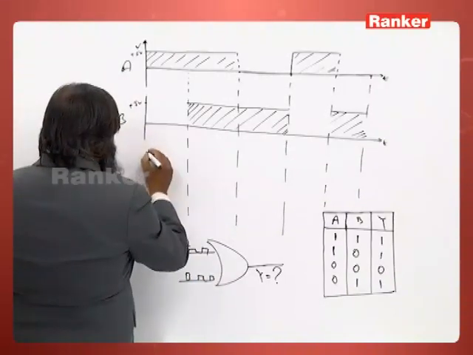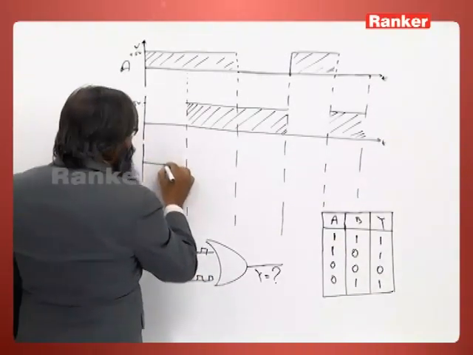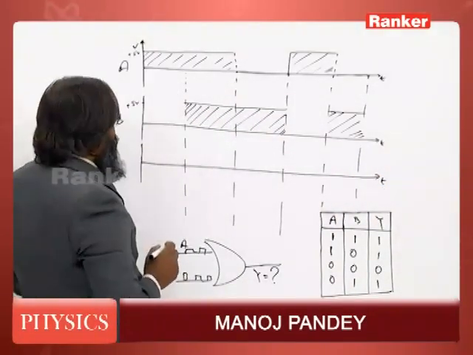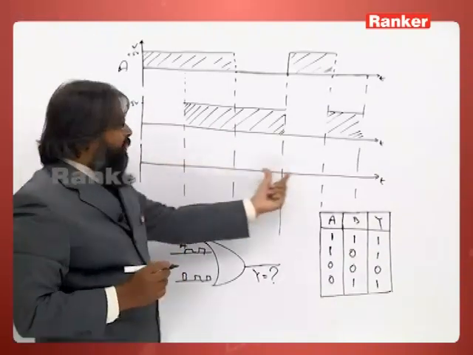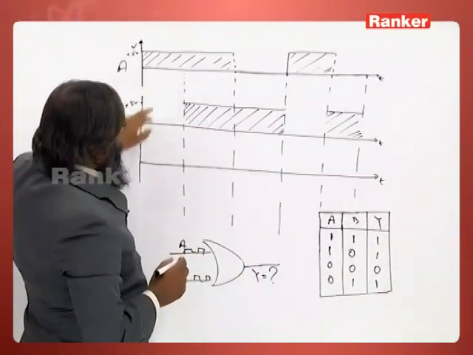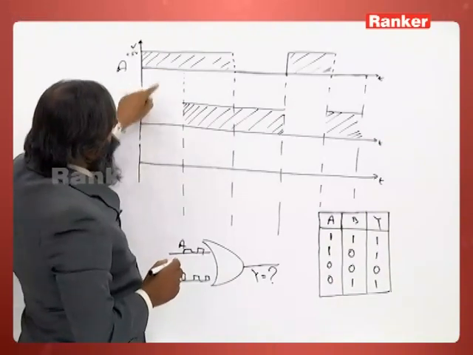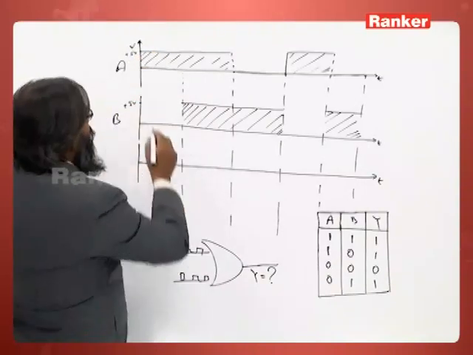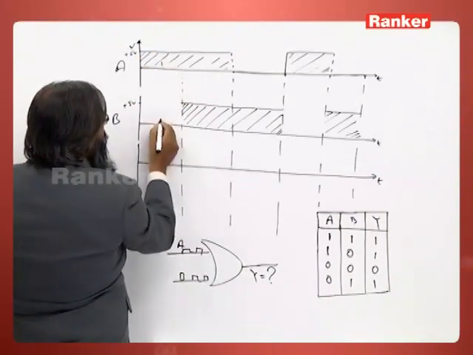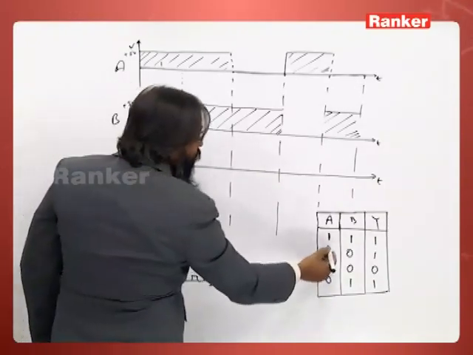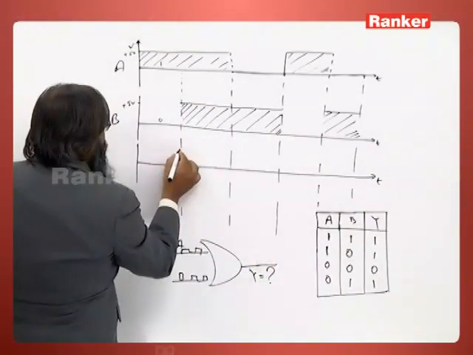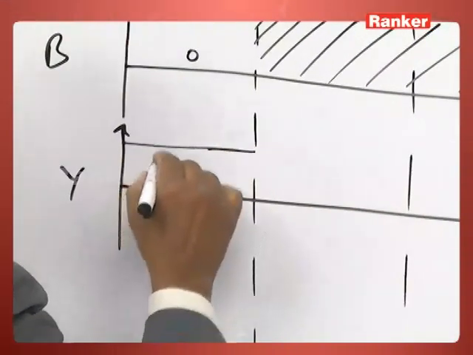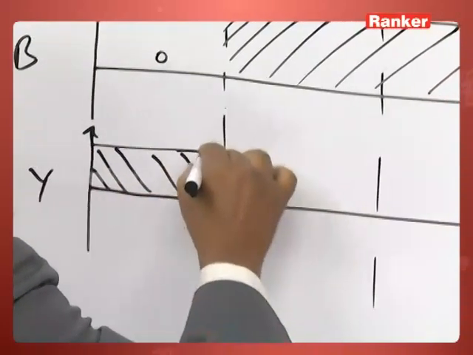Now you see here, this is the time axis. So we will see for these instants of time. Here A is 1 and here B is 0. So this is 1 means 5 volts, and up to here A gives 1 and B gives 0. So 1 and 0 gives 1. That means here, this is the Y output, I will get 5. So I am shading this like this, 5 up to here.